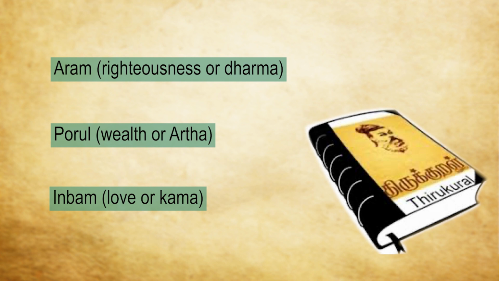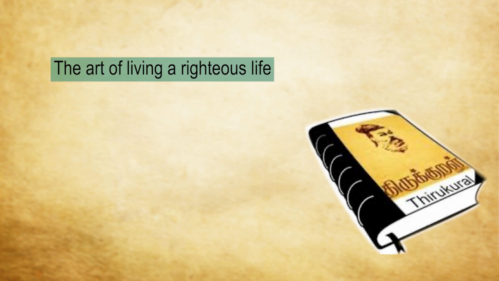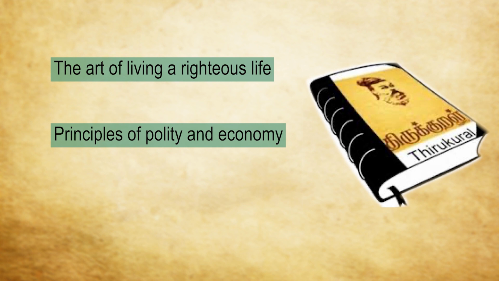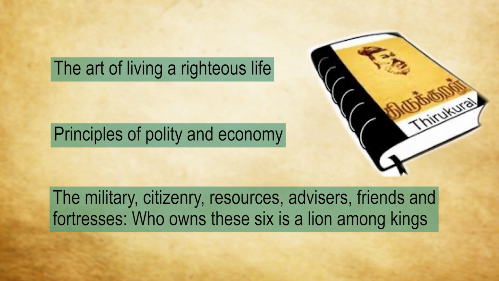Aram refers to righteousness or dharma, the sense of duty. Porul refers to earth, wealth, as the basis of society. Inbam refers to love. While the first part of the text speaks about the art of living a righteous life, the second part speaks about the principles of polity and economy. The third part speaks about ethical principles. And it is said that a king who has a strong military, efficient citizens, resources, advisors, and friends is as strong as a lion.